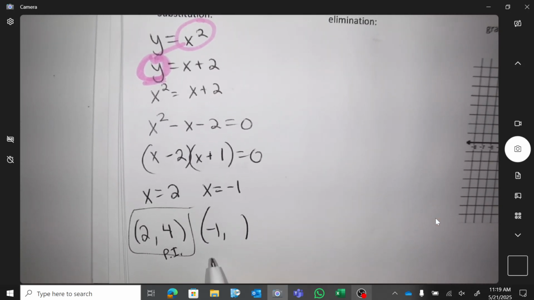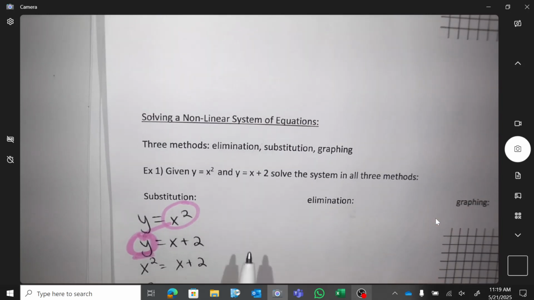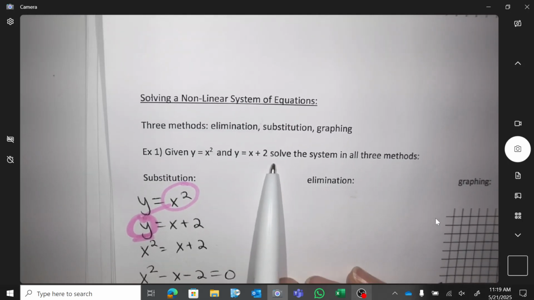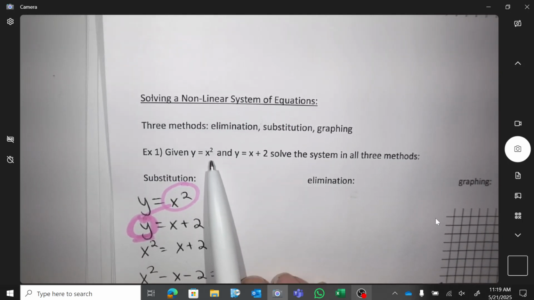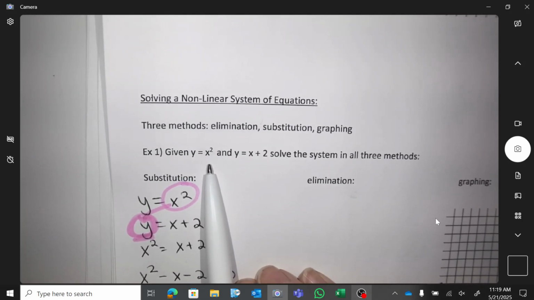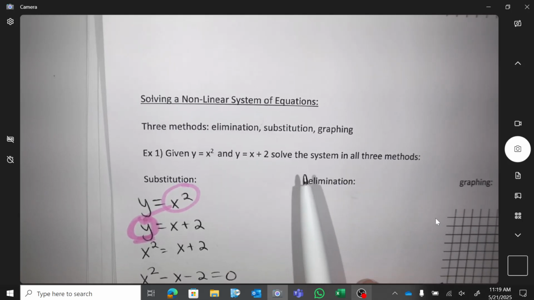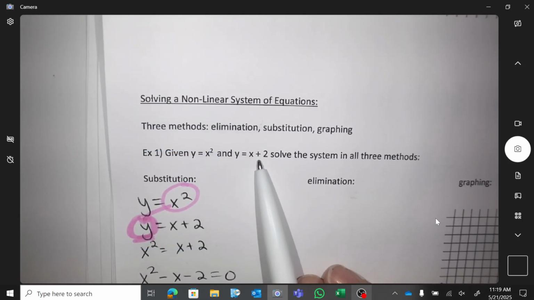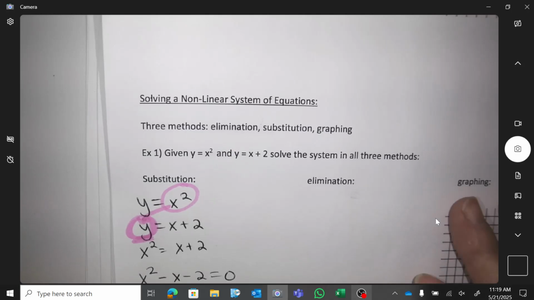If x was -1, I could plug it into here or here, doesn't matter. If you say here, -1 squared is +1, or if you put it into here, -1 plus 2 is +1.